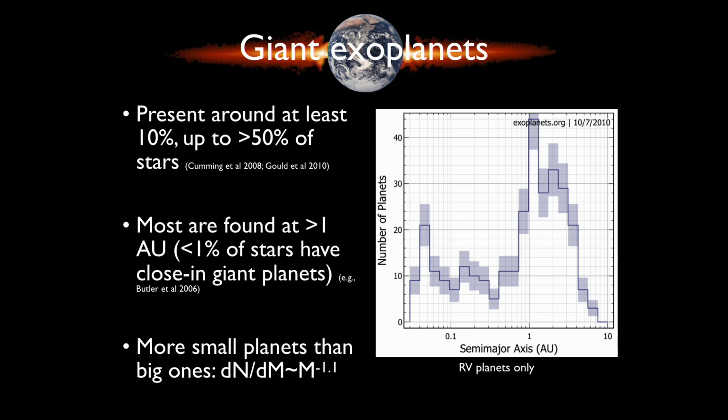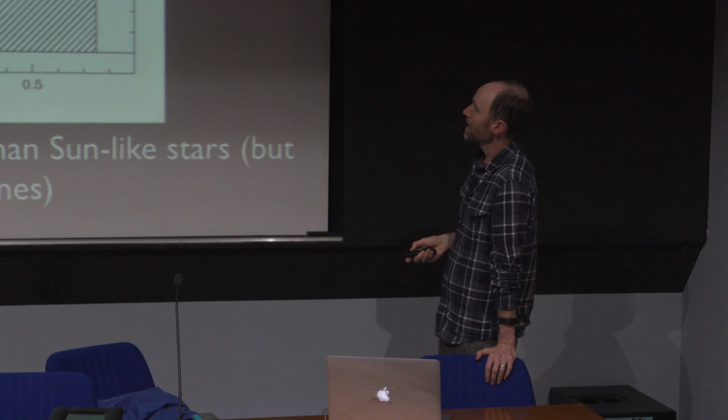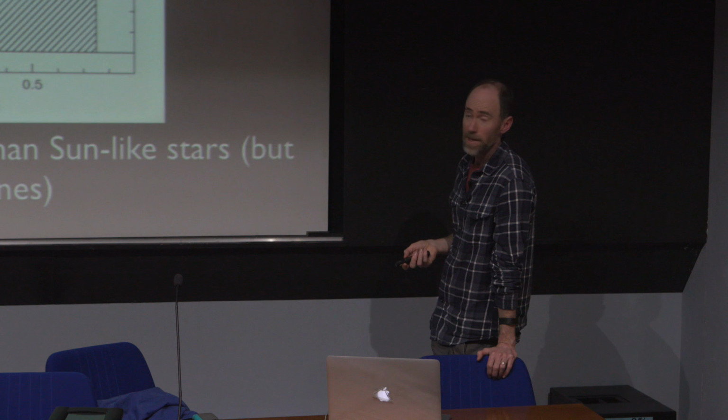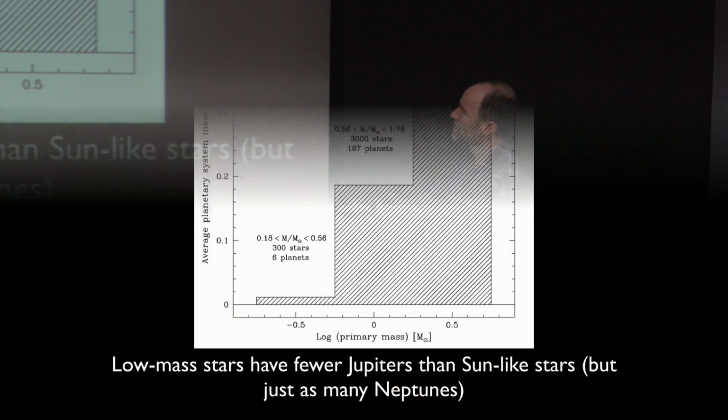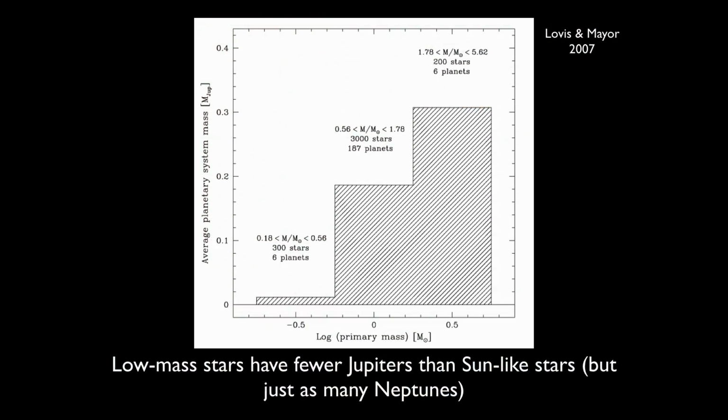It's also interesting to note that lower mass stars have fewer gas giant planets. I couldn't find a better plot of this, but this tells you the key thing. As a function of the mass of the star, so Sun-like stars, low mass stars, high mass stars, there's a very strong trend in the occurrence rate of gas giants. They seem to be much more common around more massive stars. Even low mass stars have very few Jupiters, but they do have just as many Neptunes and super-Earths. Okay, so that's interesting.